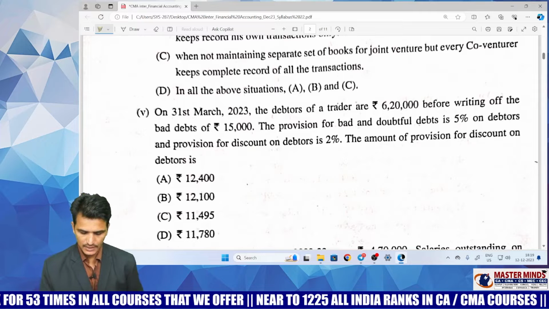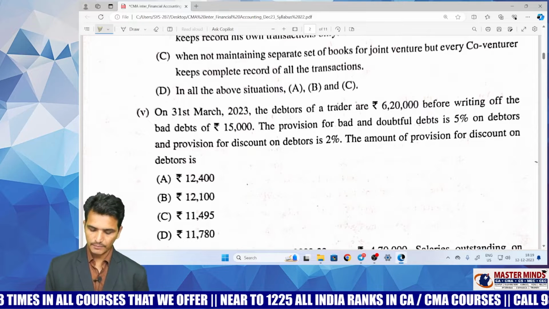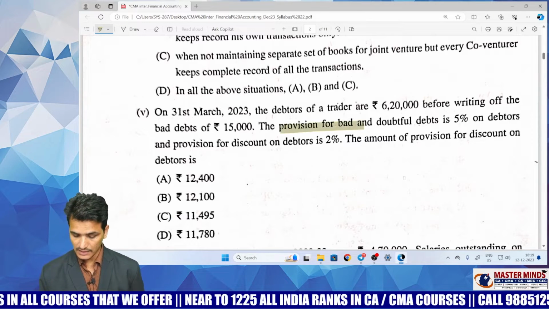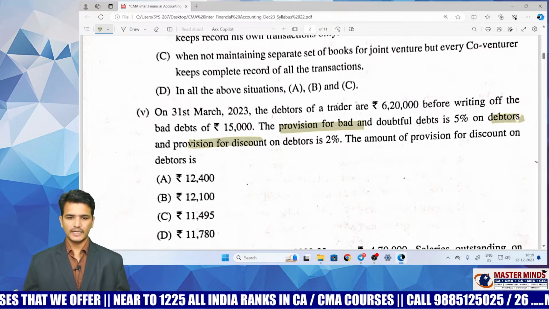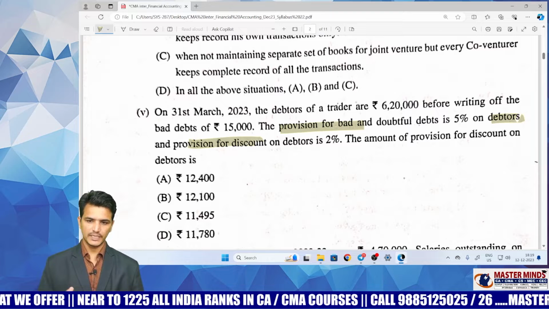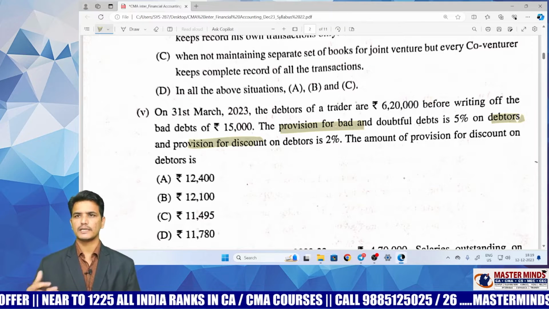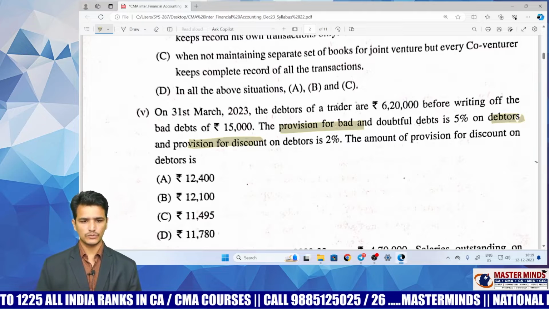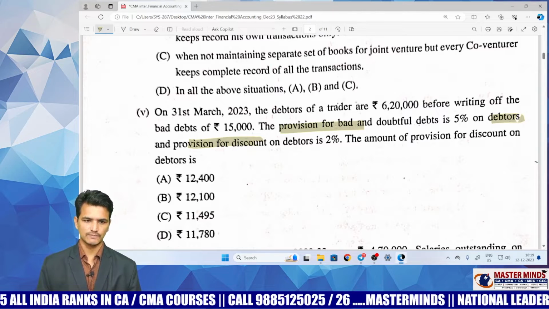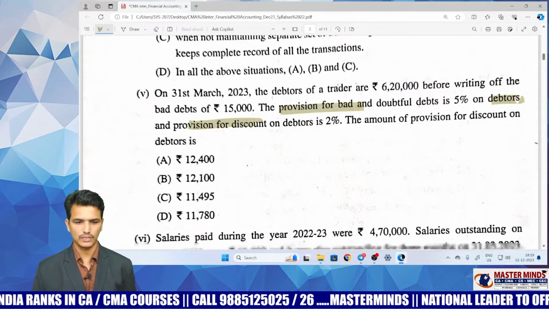And the next question is based on the accounting treatment of provision for bad debts and provision for discount on debtors. In our material we have already included some problems based on the preparation of provision for bad debts account and provision for discount on debtors account. Those who have gone through those problems can comfortably answer this question. So this is also a basic question only.